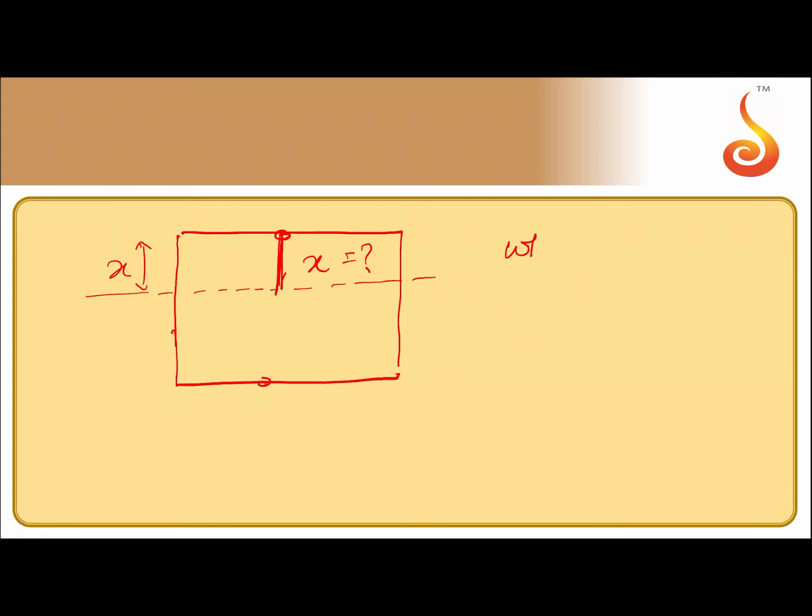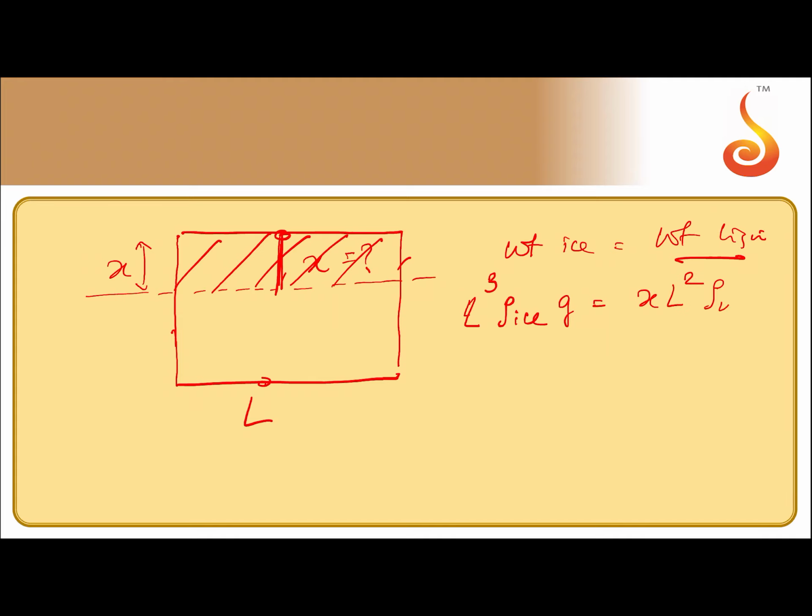Again, weight of the iceberg is equal to weight of the liquid displaced. What is the weight of the ice? If I take the side as L, L cube into density of ice into g is equal to weight of the liquid displaced, which corresponds to this part. So this is x into L square into density of water into g. So these two cancel, and therefore x is equal to L into density of ice divided by density of water. One set of L square goes, so we're left with L.